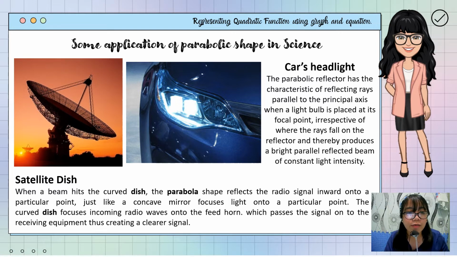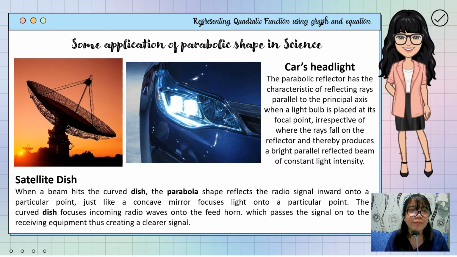We also have the satellite dish. When a beam hits the curved dish, the parabola shape reflects the radio signal inward onto a particular point, just like a concave mirror focuses light onto a particular point. The curved dish focuses incoming radio waves onto the feed horn, which passes the signal onto the receiving equipment, thus creating a clearer signal. So you see, the parabolic shape is not just used for a beautiful structure, but also it is used for lights and also for good sounds.